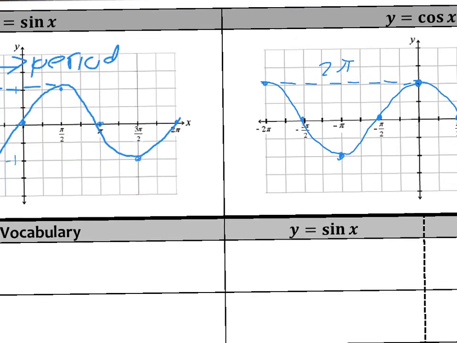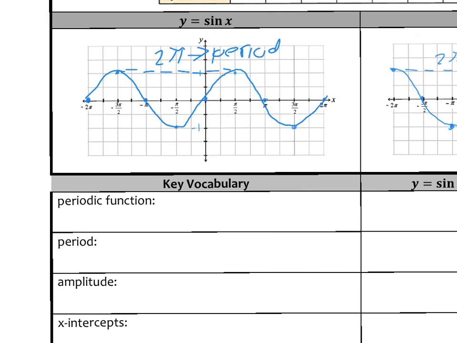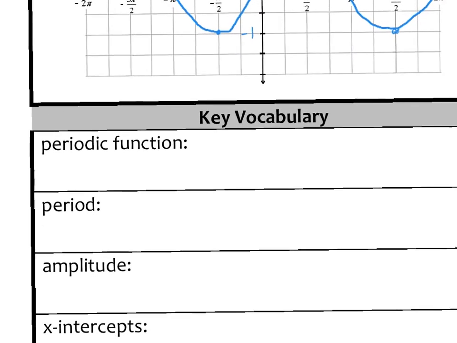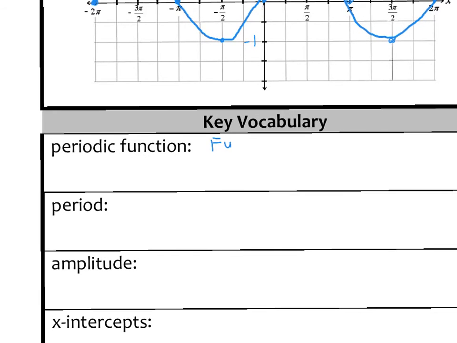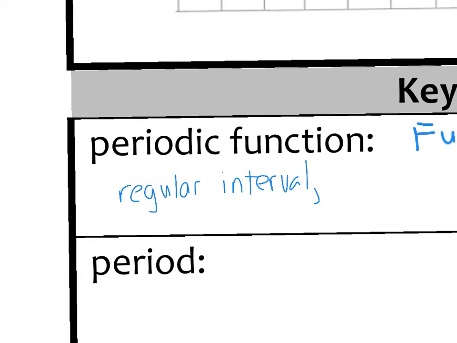Okay, let's start covering some of the vocabulary now. So a periodic function is just a function that repeats on a regular interval. And we call this regular interval a cycle.